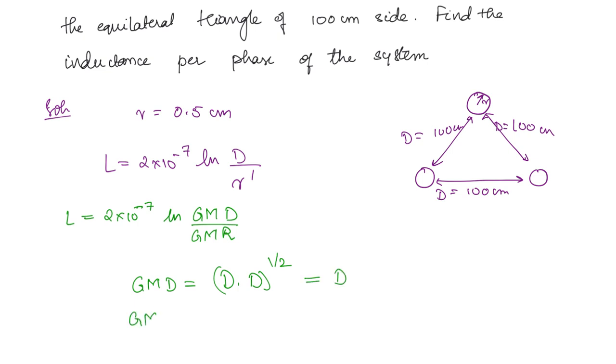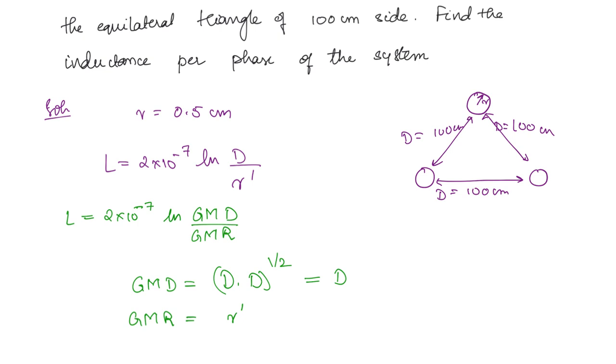And what about the geometric mean radius GMR for each phase? Here, since there is only one conductor per phase, the GMR is nothing but the r dash. So here you can see that the same expression is coming, 2 into 10 to the power minus 7, GMD is d, GMR is r dash. So it is the same expression, okay? So if you remember this formula, you will automatically get it for every case.